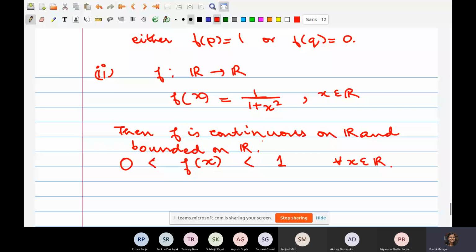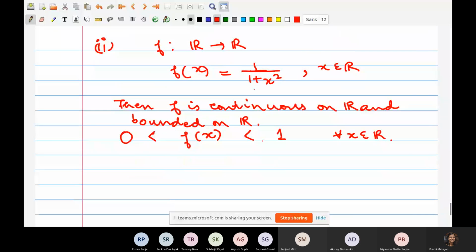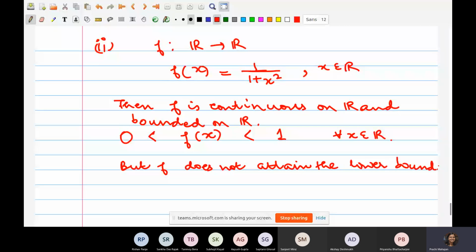I have a continuous and bounded function on the real line, but f does not attain its bounds. Well, does it? Is that correct? And again, R is not compact in this example. Is that okay?